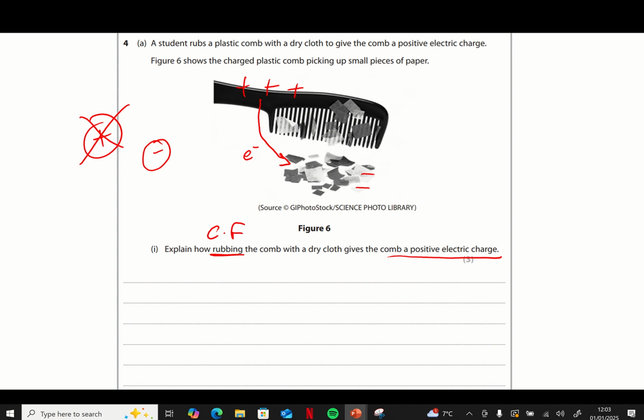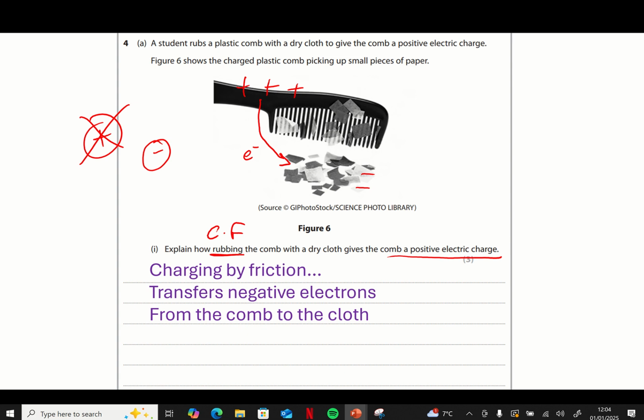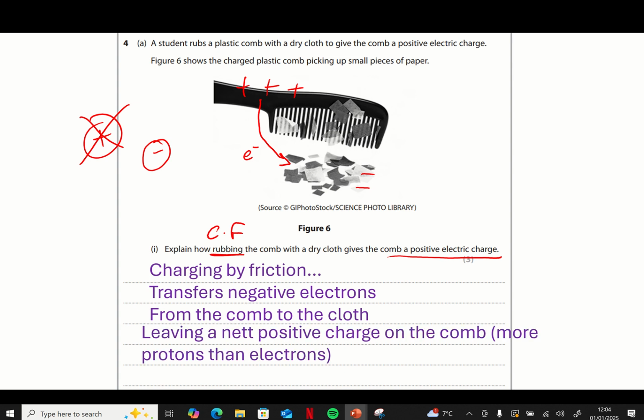Now, I have taught you, be really careful with saying where the electrons go from and where they go to. So first part, this is charging by friction, and I've used the idea of rubbing there. Next part, we're going to transfer negative electrons. Now comes the from and the to, and then the other part I taught you is to talk about the net overall charge. So from the comb to the cloth, leaving a net positive charge on the comb. Ultimately, the protons are still in the comb, and we've moved some of those electrons. So if I wanted to show off, I could say there's more protons than electrons in the comb.